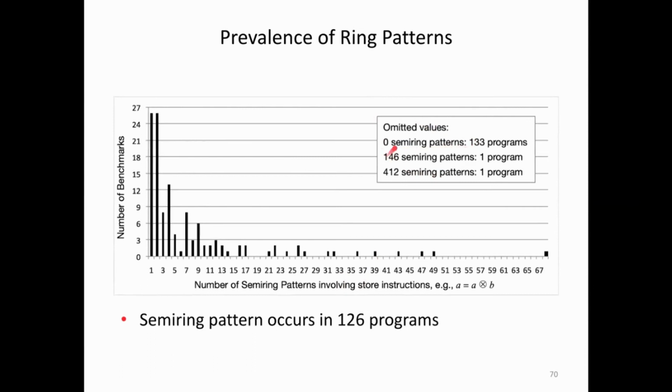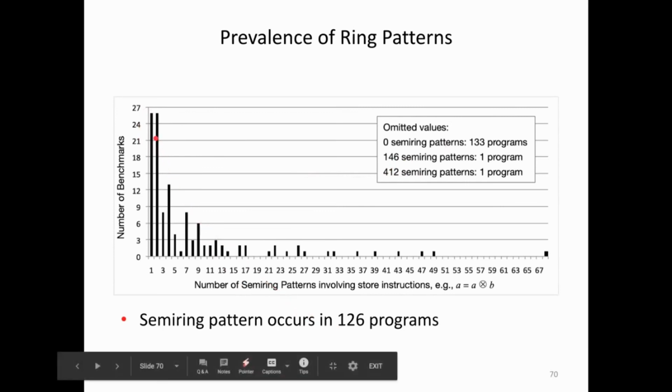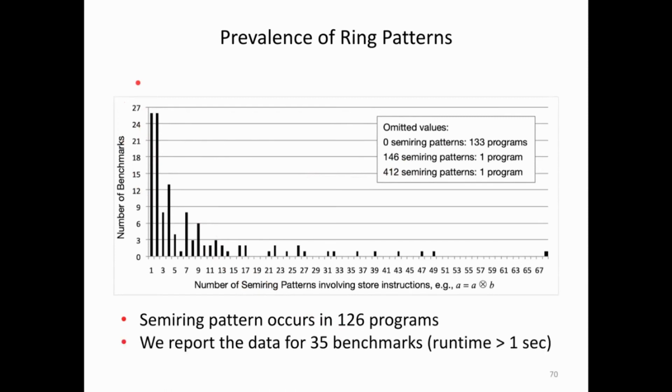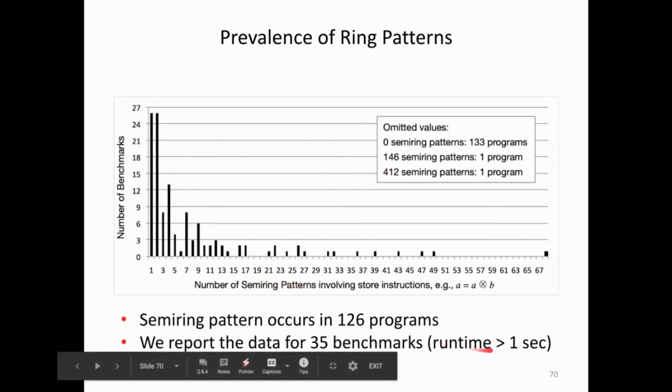One program, like we're omitting some values, one program contains more than 140 semiring patterns, and another one contains more than 400 semiring patterns. We can see in this histogram that most of the programs out of these 126 contain 1 or 2 semiring patterns. We will also report the data in the next experiment. We report the data only for 35 benchmarks, which are the ones that contain the semiring pattern and run for more than 1 second.